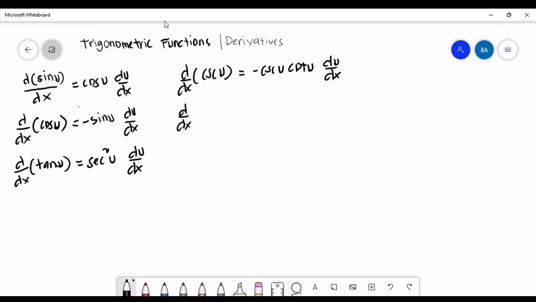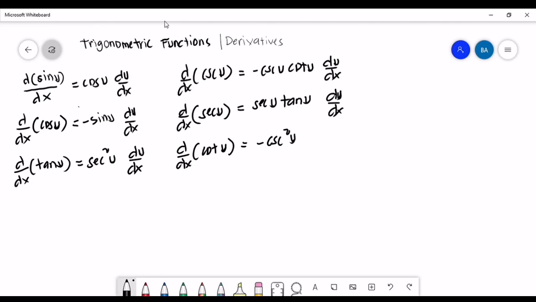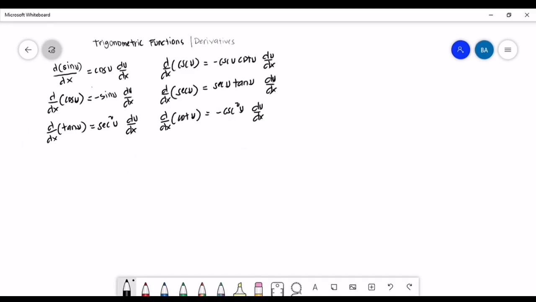The derivative of secant u equals secant u tangent u, times the derivative of u with respect to x. Also, the derivative of cotangent u equals negative cosecant squared u, times the derivative of u with respect to x. So these are the trigonometric function formulas we use to differentiate functions involving trigonometric functions.